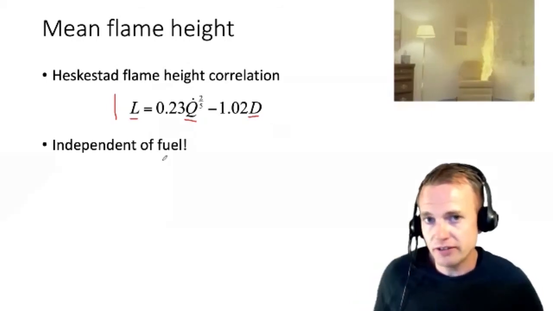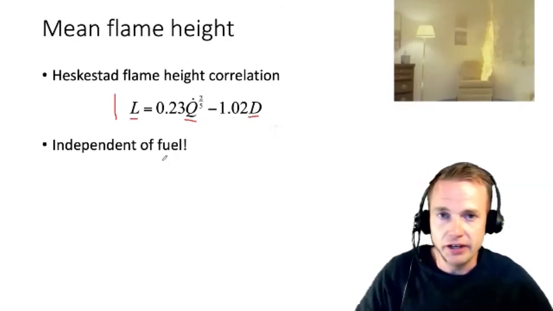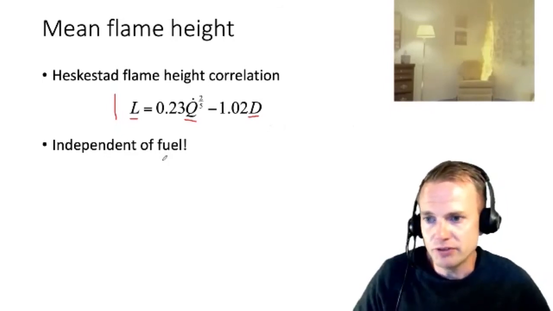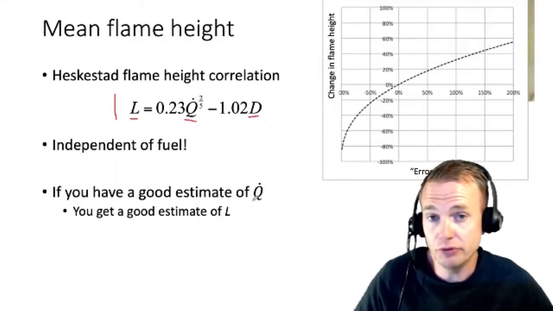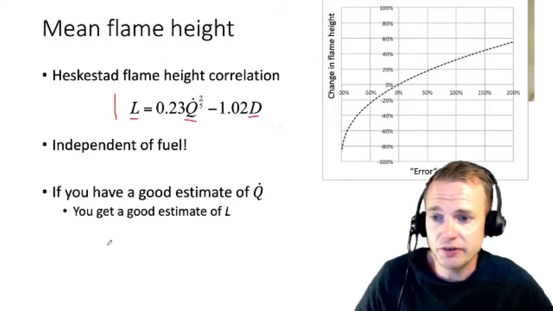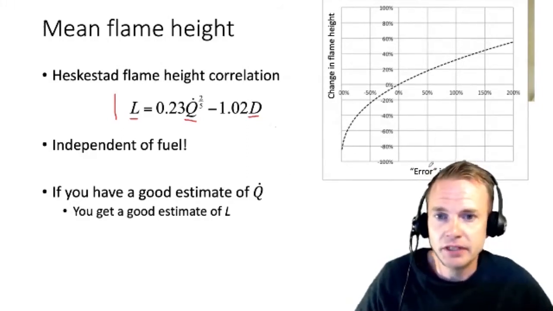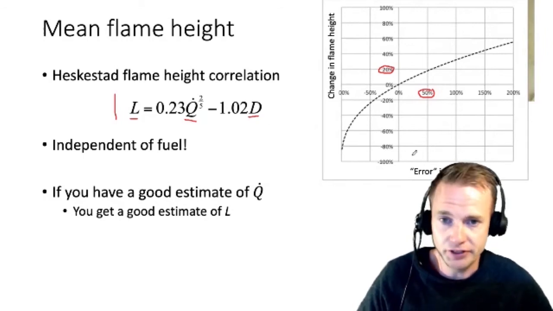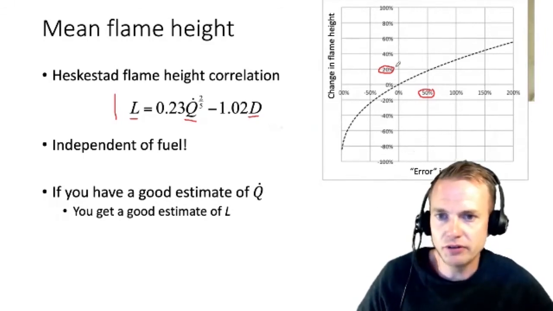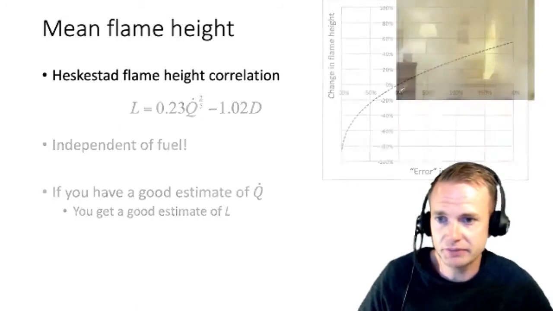Maybe we can look at the position on the floor and figure out roughly how big the diameter was. And if we estimate the heat release rate, which is usually done in a fire safety design, we can get a fairly good estimate of the flame height. If we have an error of 50% in our estimate of the heat release rate, we will only have an error of 20% in the estimated flame height. So that's fairly good. We can be quite confident in our flame heights when we do a fire safety design.